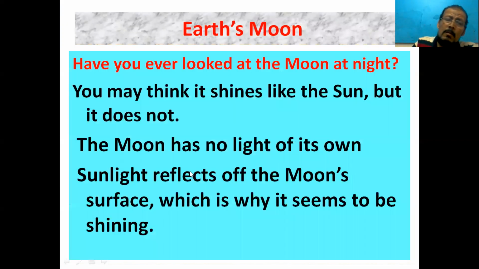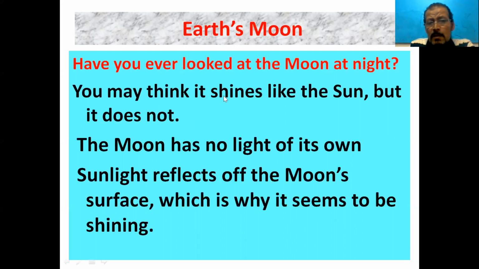Now we talk about the Earth's moon. Why do I tell you about Earth's moon? Because other planets have moons. So the Earth has one moon, and other planets have maybe 2 or 4, as they move around, revolving around these planets.